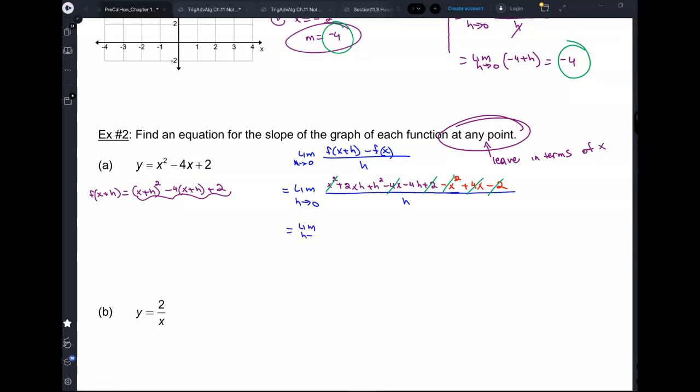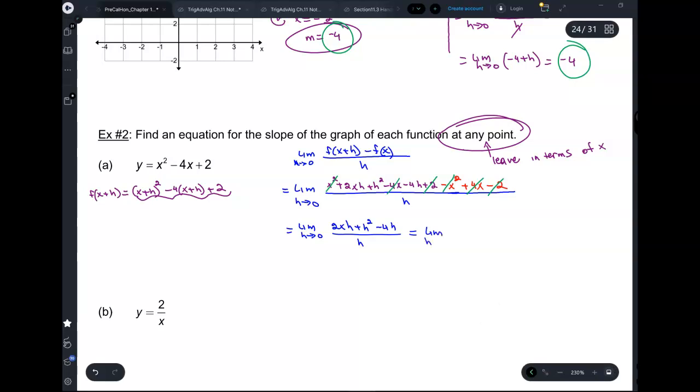Now it gets messy, and students get lost in the mess sometimes. So rewrite this: 2xh plus h squared minus 4h all over h. And every single time when you get to this point, you can't plug in 0 for h because you'll get 0 over 0, which is a big no-no. So every single time, you have to be able to factor out an h. If you don't, then we've done something wrong.